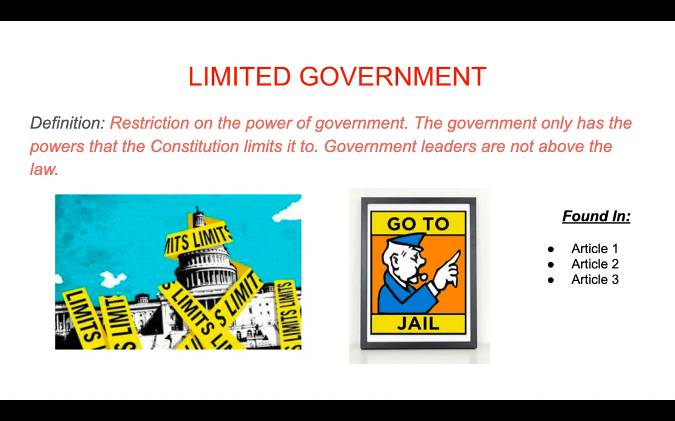L for limited government. So limited government just is a restriction. When you're limiting something, you're restricting it. So they're limiting power. Restricting the power of the government. The government only gets the power the Constitution limits it to. So the Constitution says, these are the things the government is allowed to do. Everything else, like we learned last week with the amendments, everything else belongs to the people or the states. The federal government only has certain things they get to do.